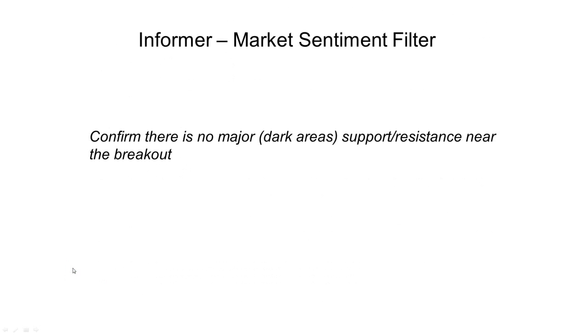Now the last filter, once you have those setups, is I like to check the market sentiment through our Informer tool. Check to confirm that there's no major support and resistance near the breakout. And by major, in this case, we're looking at just the really dark areas. The dark red and the dark green. Those are going to be the major levels.